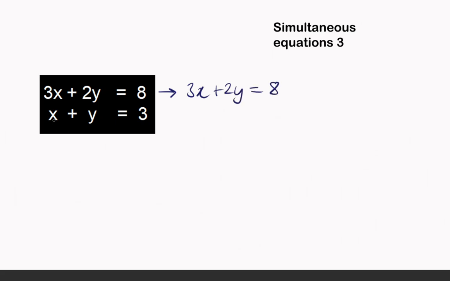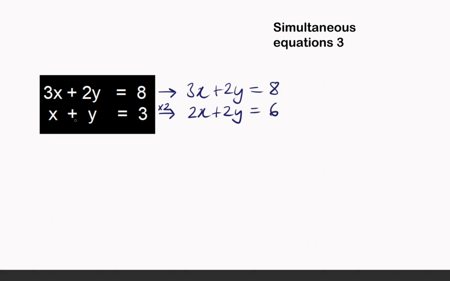Now the bottom equation. Now we should have realized before when we were doing equations, if you multiply both sides of an equation by the same number, it doesn't change any of the answers to that. So it's still the same equation basically. So what I'm going to do is multiply everything in the bottom equation by 2. Okay, so instead of x plus y equals 3, I'm going to get 2x plus 2y equals 6. It's exactly the same equation, it's just twice the size.